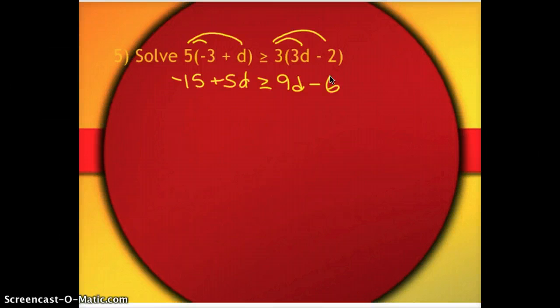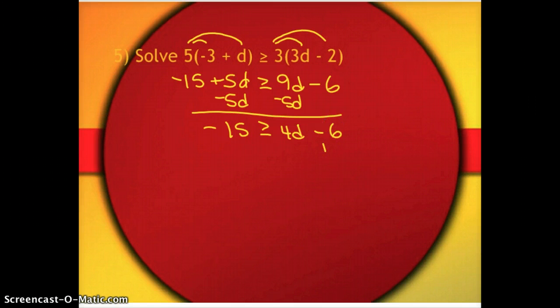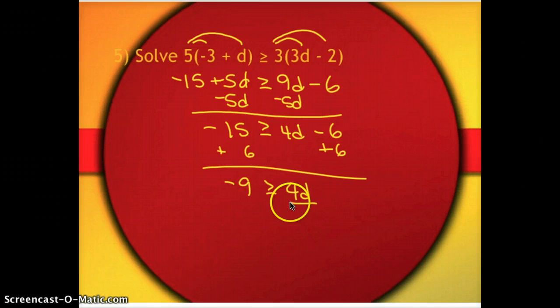Okay, I'm going to start getting things on one side of the inequality symbol. So I'm going to start out by subtracting 5d from both sides. Then on the left, I'm left with just negative 15, which is greater than or equal to 4d minus 6. I'm going to add 6 to both sides. Okay, just be careful there with your negatives, but we have negative 9 greater than or equal to 4d. And then I'm going to divide by 4. Even though I have a negative 9 in there, I'm not dividing both sides by a negative, so I don't need to flip my symbol.